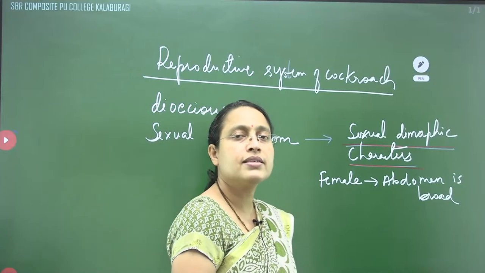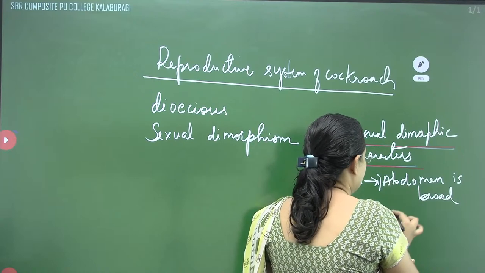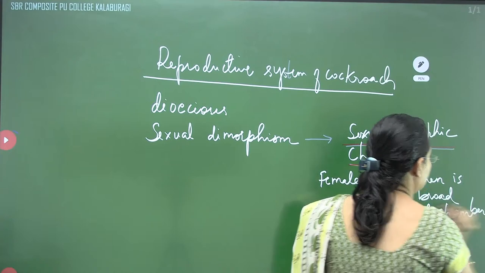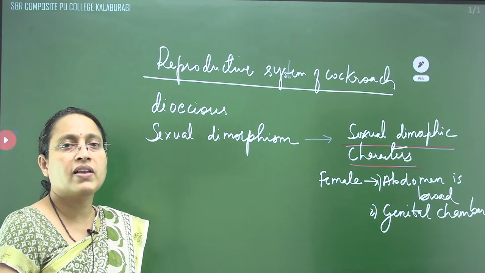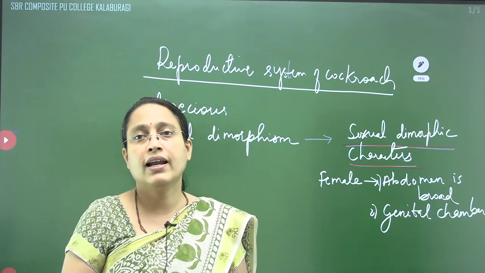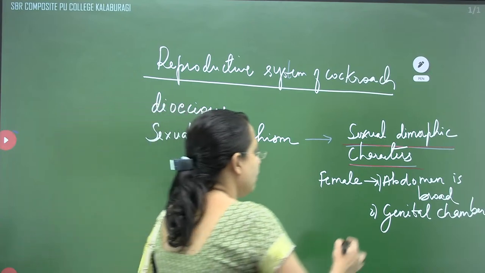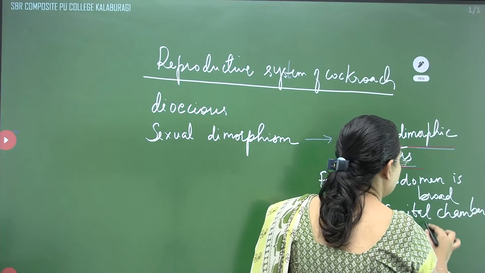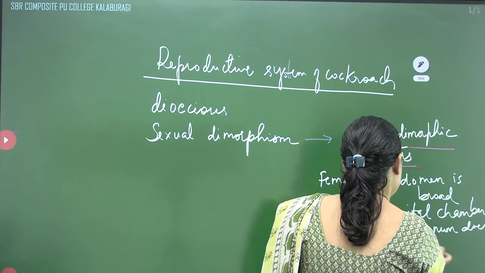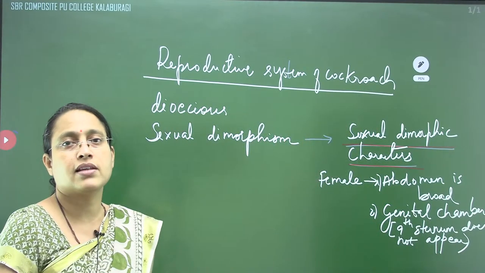Then second, the seventh sternum covers the 8th and 9th to form a genital chamber or brood pouch. This genital chamber is formed when the seventh sternum covers the 8th and 9th. Such a genital chamber is not present in male. It means the 9th sternum is visible in case of male, whereas it is invisible in female, because it is covered by the 7th sternum.